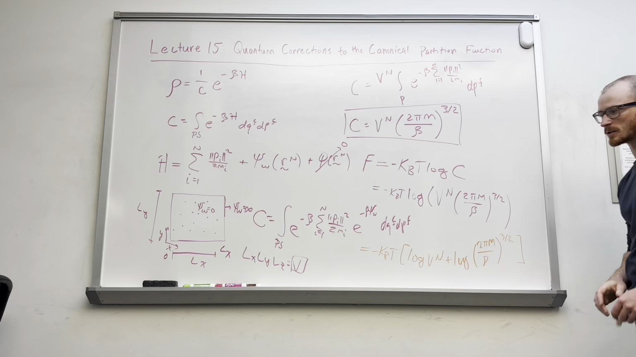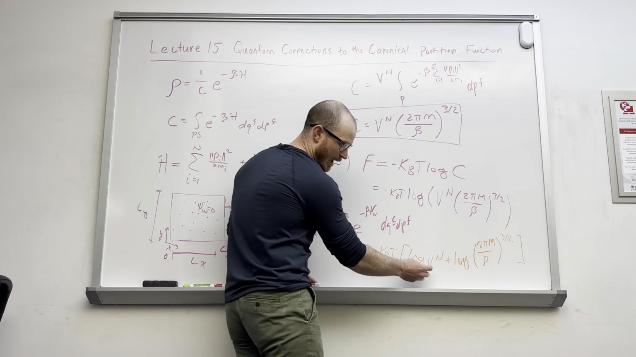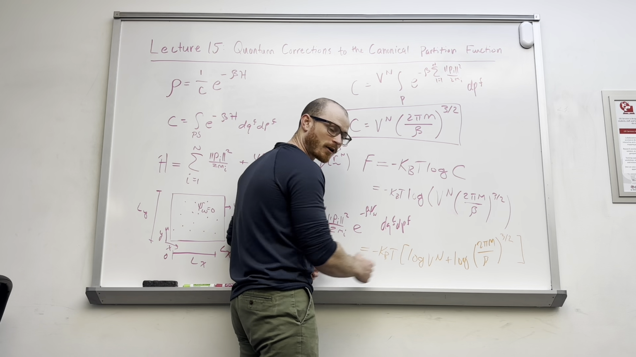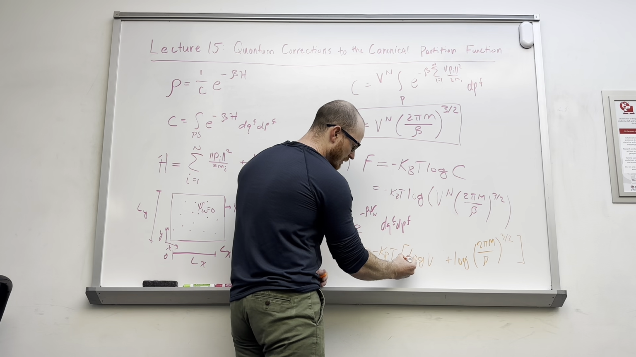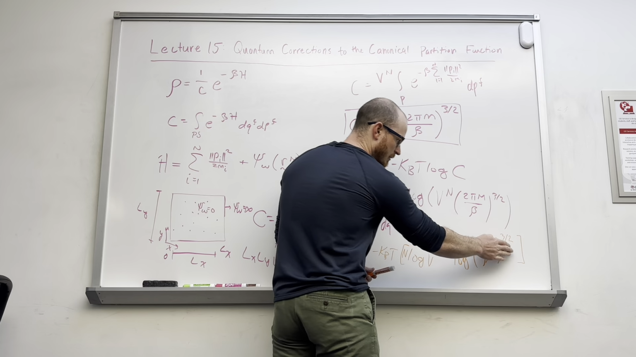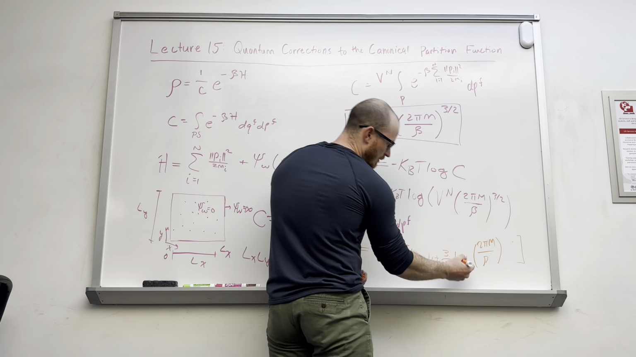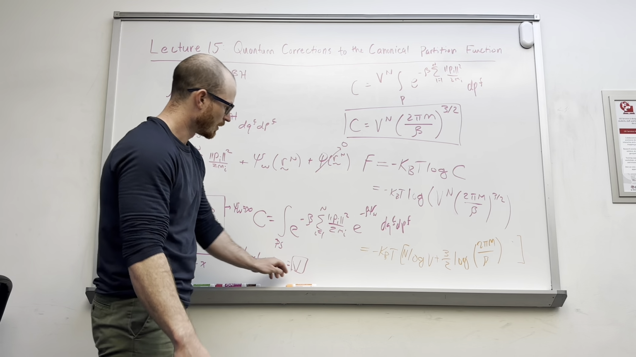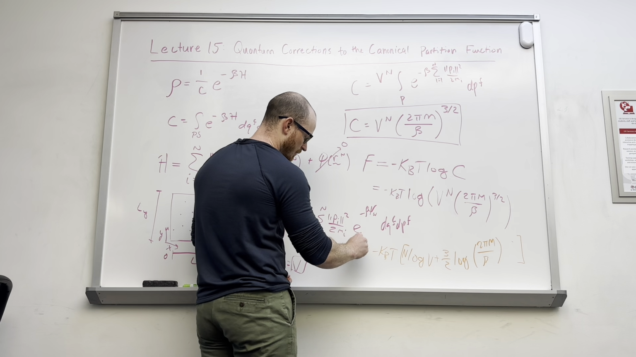Now, of course, you know your logarithm rules, so you remember that if we have the log of something to a power, we can take the power and put it in front. So here we're going to take this n and say this is n log v, and we're going to take this 3/2 and put it in front as 3/2 log of 2 pi m over beta. Okay, let's preserve this. So this is f.